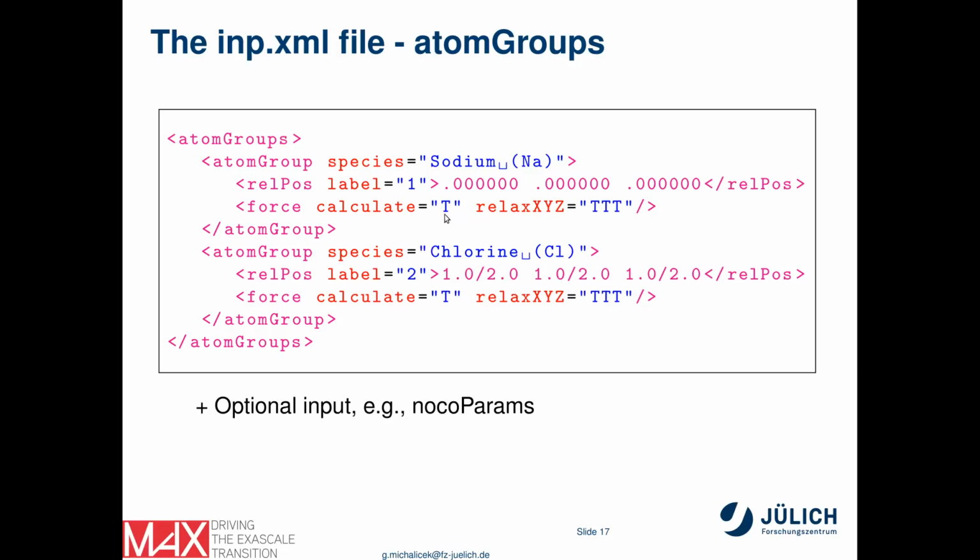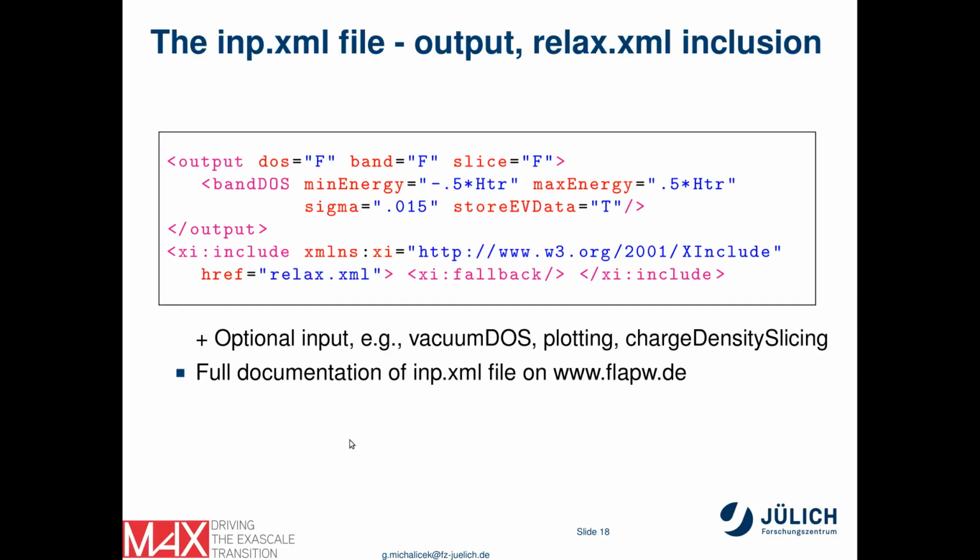And the important thing here is that each atom group is connected to one of the species that we saw before by specifying the species name. So then comes the output section, and there we can actually control the output of Fleur and parts of the calculation. There we can, for example, say that we want to calculate a density of states by setting this DOS switch to true, or that we want to calculate a band structure by setting this band switch to true.